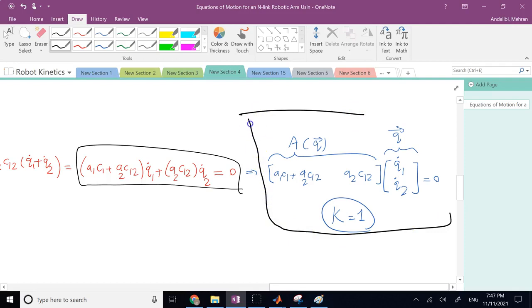For some reason, it's not cooperating well. Time to change the stylus.